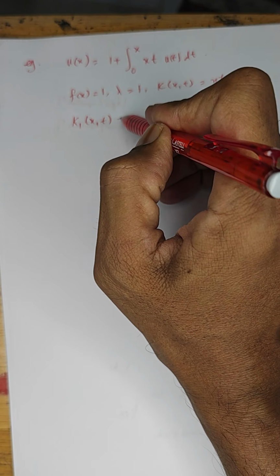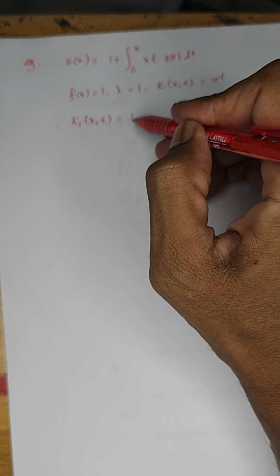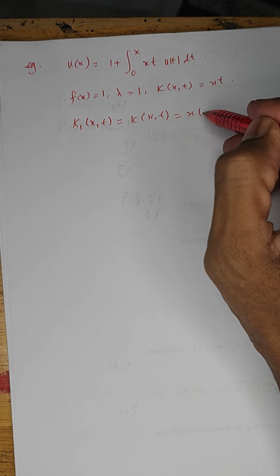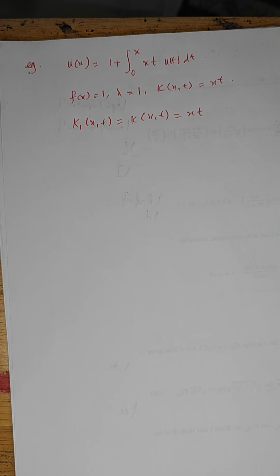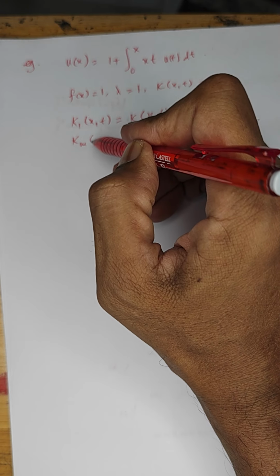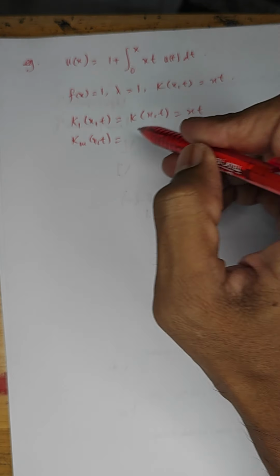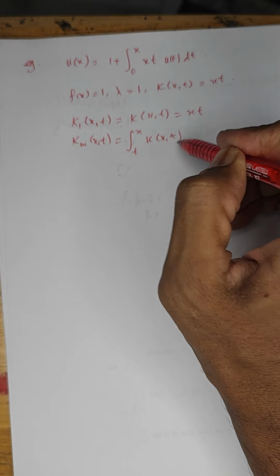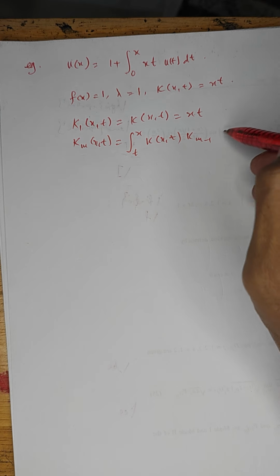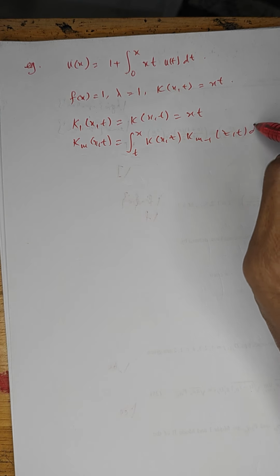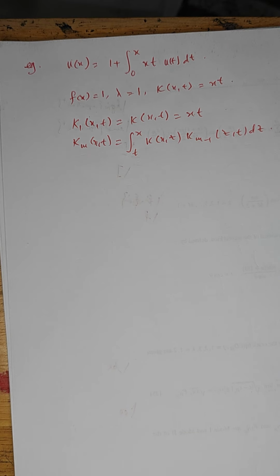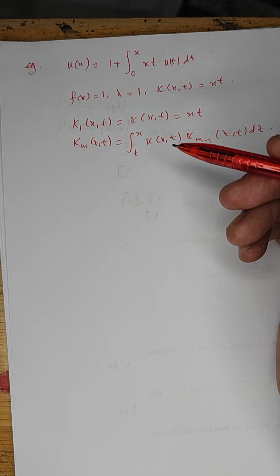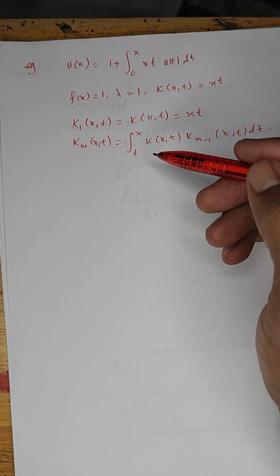For the iterated kernels, we have K1(x,t) equal to K(x,t), which is xt, and Km(x,t), as we have written many times, is the integral from t to x of K(x,z) K_{m-1}(z,t) dz. With that we can find K2, K3 and so on.